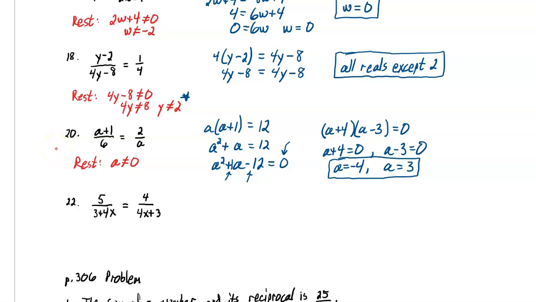Number 22, we're going to have restrictions because there are variables in the denominators. The first denominator cannot be 0. Subtract 3 from both sides. Then divide by 4.